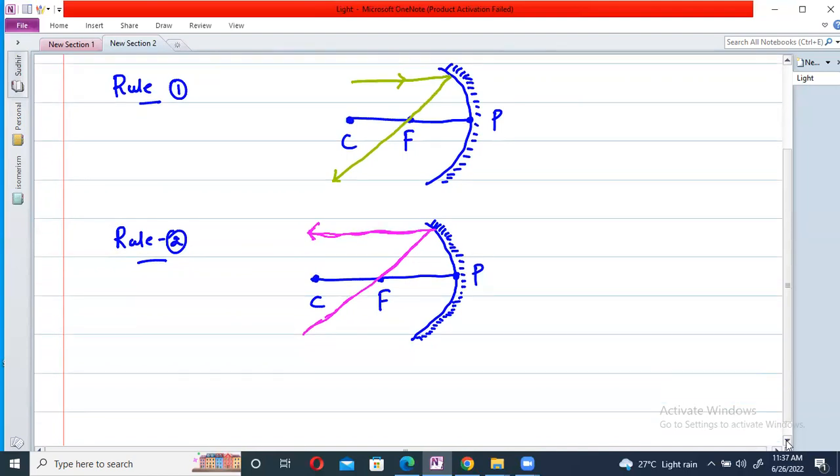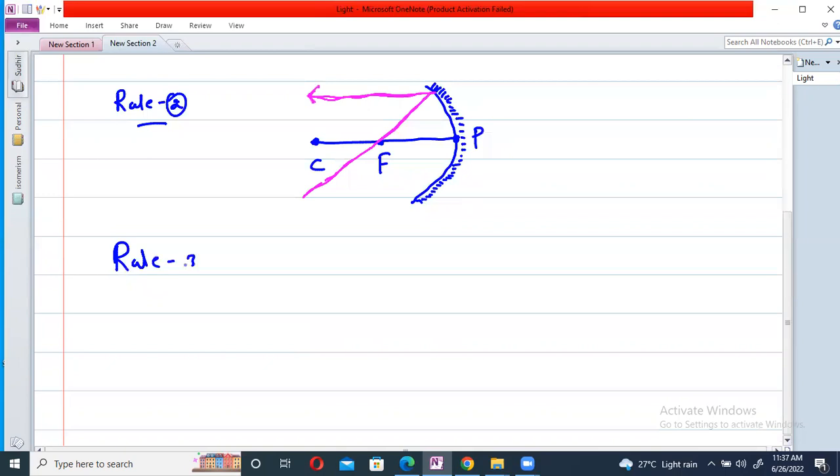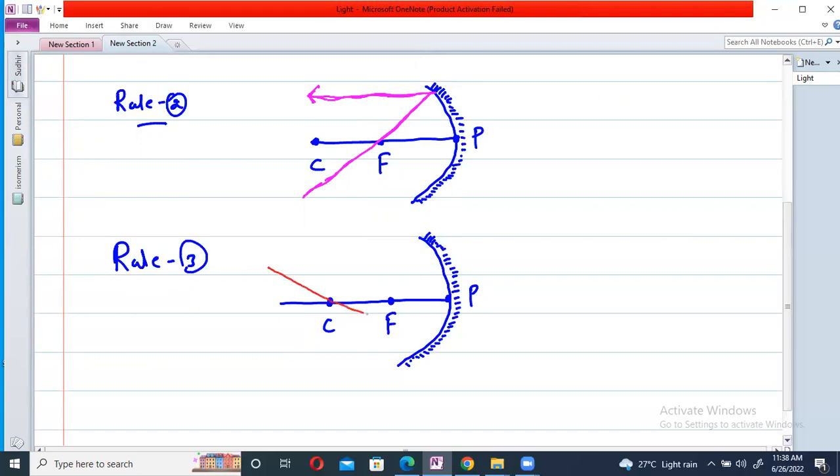Then rule number 3. There are 3 possibilities. Rule number 3 says, suppose we have a concave mirror and a pole P, then center of curvature C and focus F. Suppose the ray of light is not passing through the focus. Instead, one more possibility: if the ray of light passes through the center of curvature and falls on the mirror, then the incident ray passes in the same way and goes back. Means the ray of light passes through the center of curvature, falls on this mirror, and the reflected ray also passes through the center of curvature. This is rule number 3.